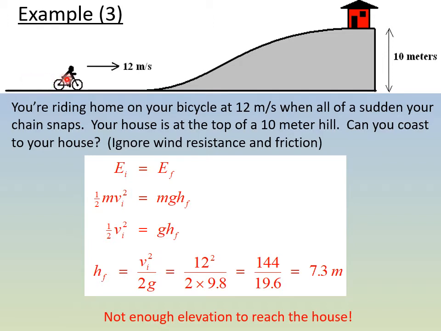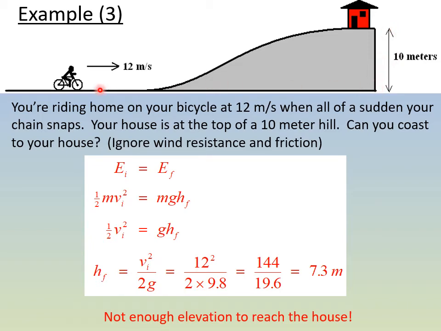You're riding your bike along here on flat ground at 12 meters per second, and your chain breaks. So you can't pedal anymore, right? So all you can do is coast. So you're going to try to coast up this hill to your house, which is at an elevation of 10 meters above the ground where you started.